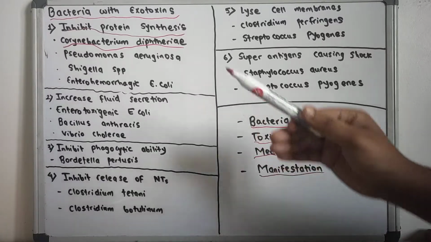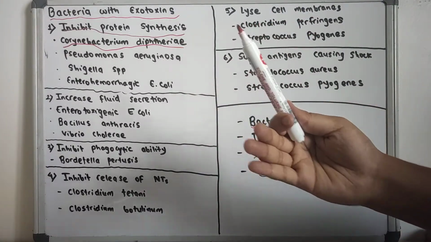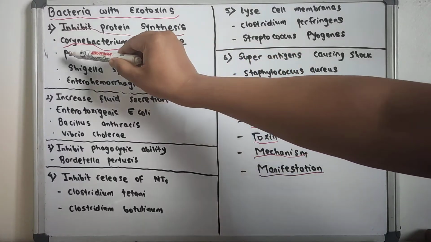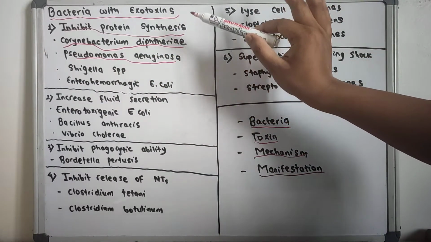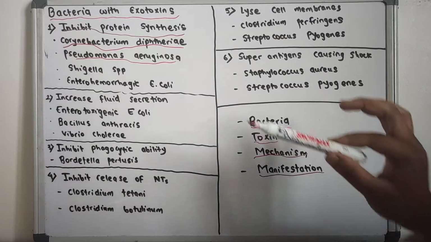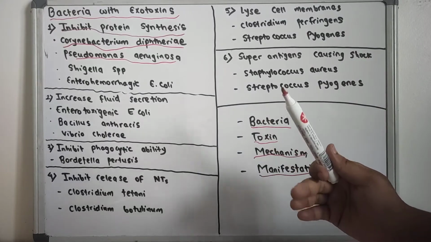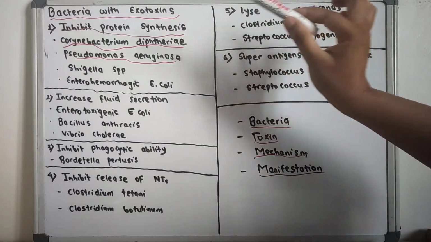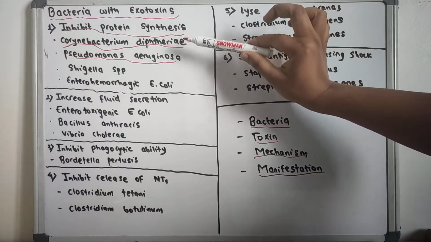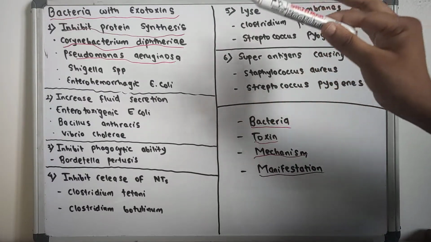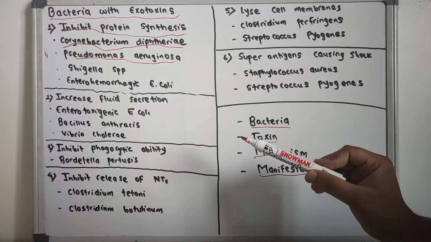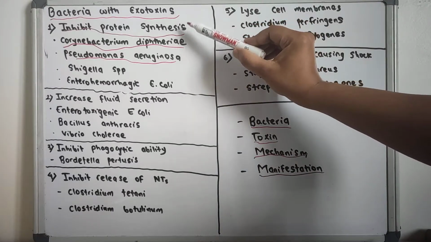I'm going to talk about Corynebacterium diphtheriae and Pseudomonas aeruginosa together because their mechanism of action and manifestation are a little bit the same. Corynebacterium diphtheriae secretes the diphtheria toxin, whereas Pseudomonas aeruginosa secretes exotoxin A. Both of their mechanisms of action are the same. These two exotoxins inactivate elongation factor 2, and due to the inactivation of elongation factor 2, there is inhibition of protein synthesis.